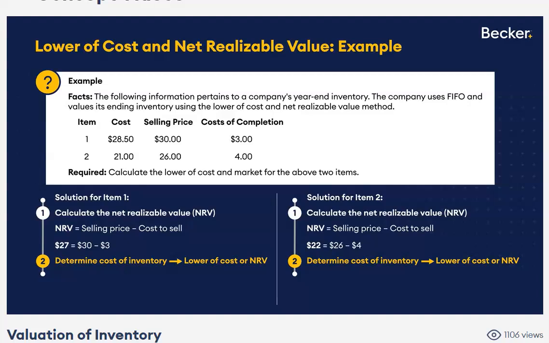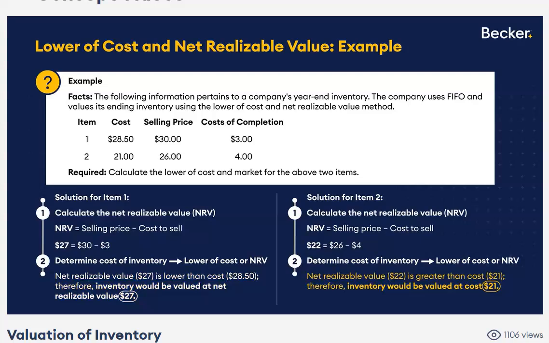Step number two, we go to grammar school and ask, what's the lower, cost or net realizable value? So obviously for item number one, I've circled the 27, because the net realizable value is lower than the cost of $28.50. For item number two, I've circled the cost of 21 because that's lower than the net realizable value of 22. So lower of cost or net realizable value, FIFO or weighted average.